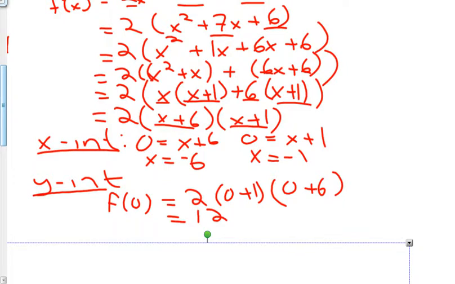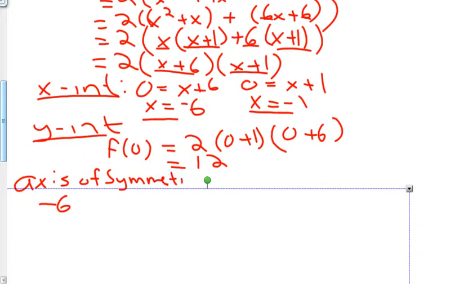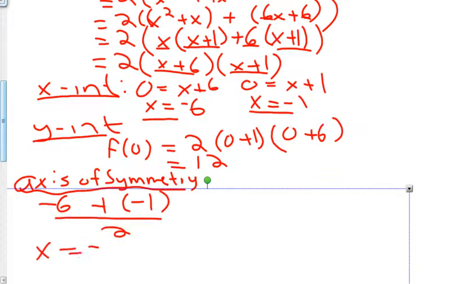The axis of symmetry can be found quite easily now. I know my x-intercepts, and I know that my axis of symmetry is halfway between them, so I can take the average. Axis of symmetry: negative 6 plus negative 1 divided by 2. X is equal to negative 3.5. This is the equation of my axis of symmetry. X is equal to negative 3.5.